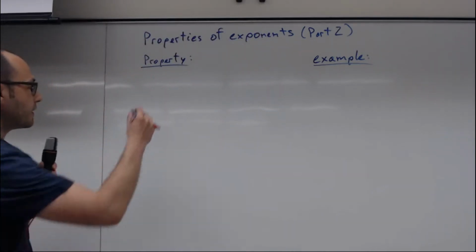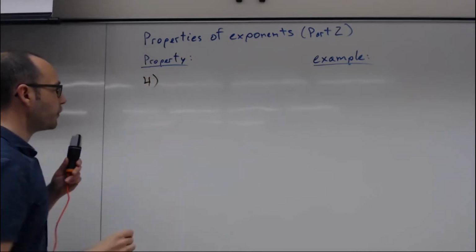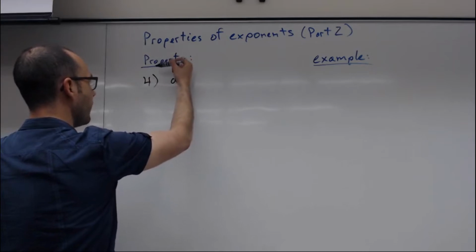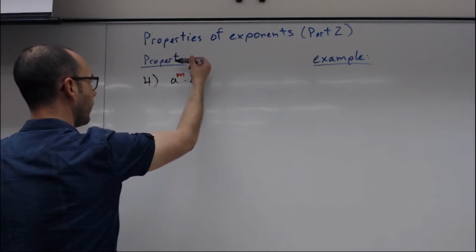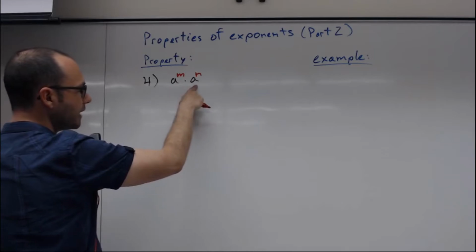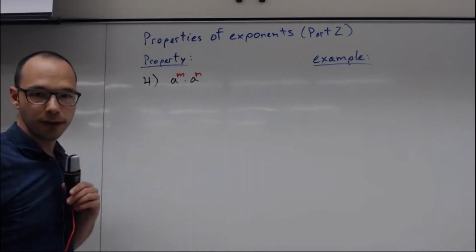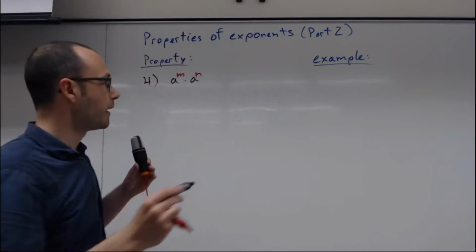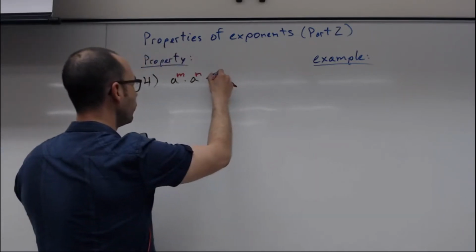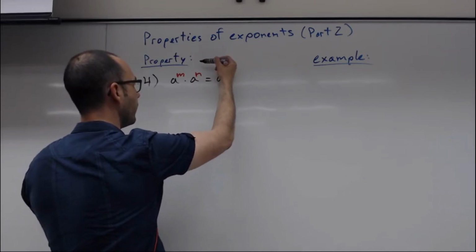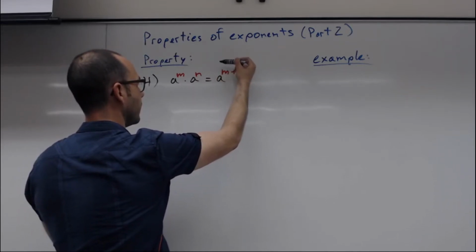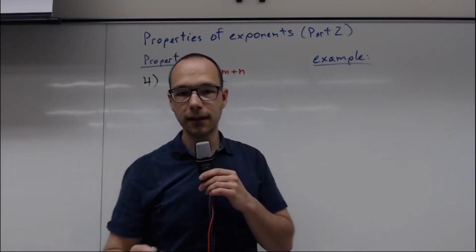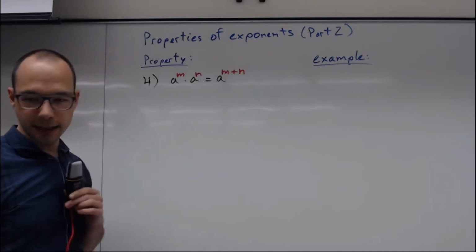So let's continue with property number 4, where you have a to the power of m multiplied by a to the power of n. So you've got the same base and different exponents, or they can be the same exponent, doesn't matter. What's going to be the rule? You'll have a to the power of m plus n. So whenever you multiply two expressions with the same base, you can add the exponents.